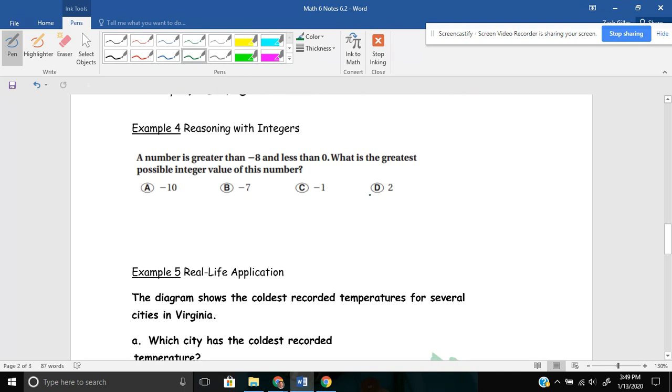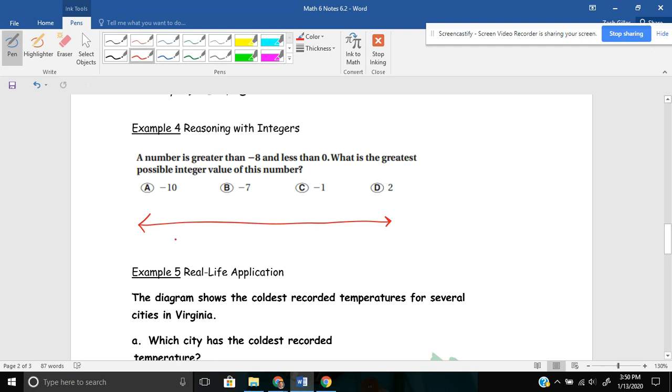Example 4 is a little bit of a reasoning problem. It says a number is greater than -8 and less than 0. What is the greatest possible integer value of this number? All right. Once again, I want to be able to see this a little bit better. So I'm going to make myself a number line. It can be really helpful.